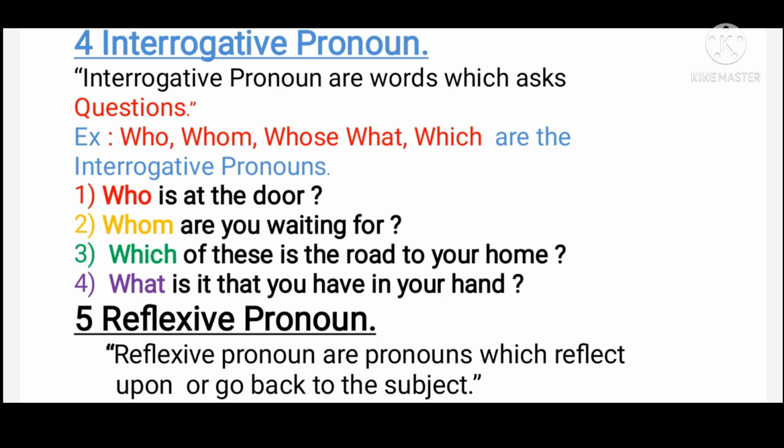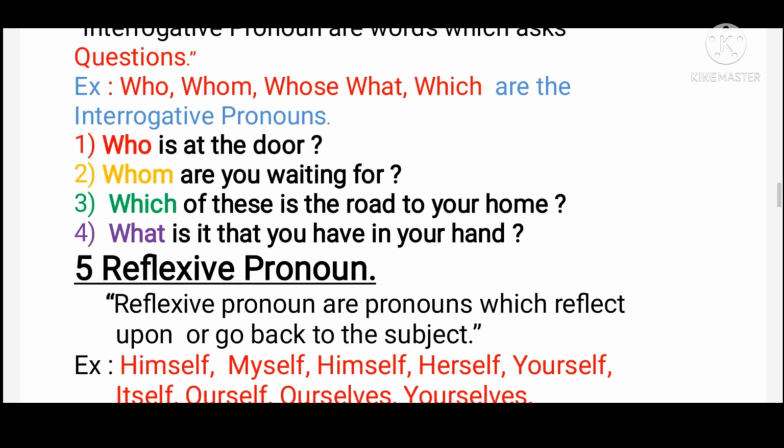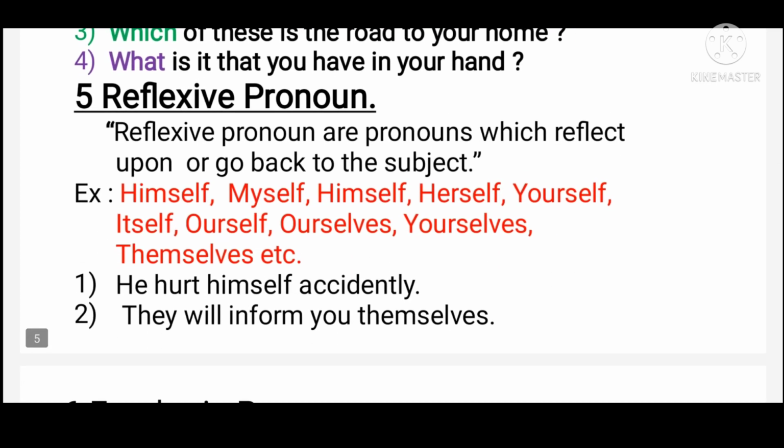Now let us see how they ask questions. For example, who is at the door? Whom are you waiting for? Which of these is the road to your home? What is that in your hand? Look at each example, in which I have highlighted the interrogative pronouns with various colors. So the next type of pronoun is reflexive pronoun.